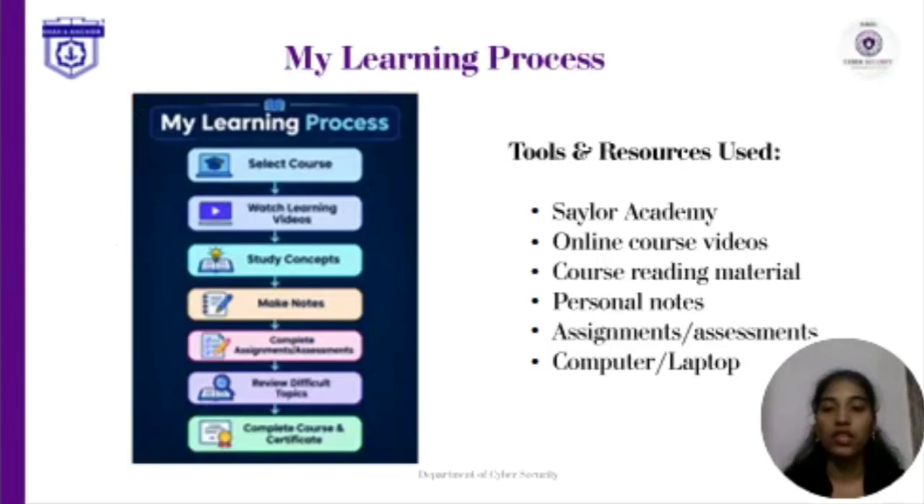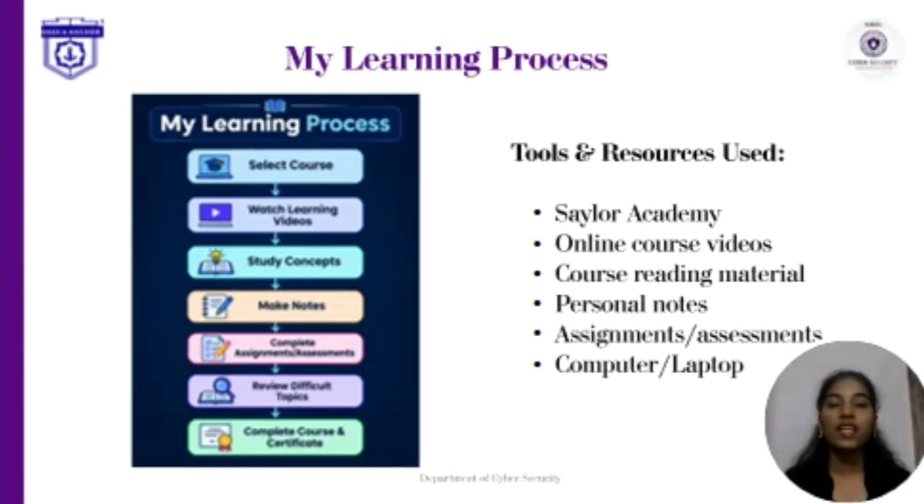So I followed a self-paced learning process. First, I went through the course material and watched the available learning content. I made notes of important concepts and tried to understand topics that were new to me. I also completed the assigned activities and assessments. Whenever I found a topic difficult, I reviewed the material again instead of simply moving forward. Finally, I completed the course requirements and obtained my course completion certificate.